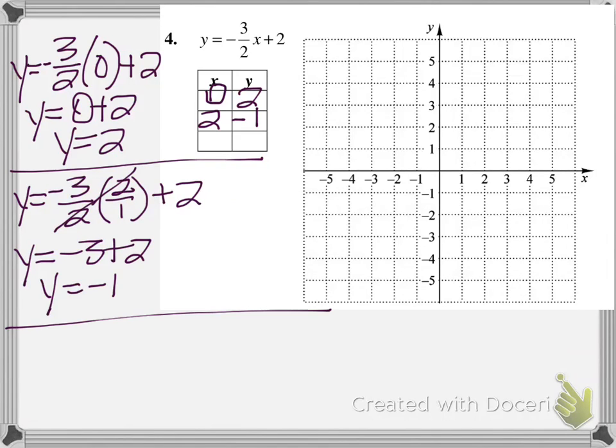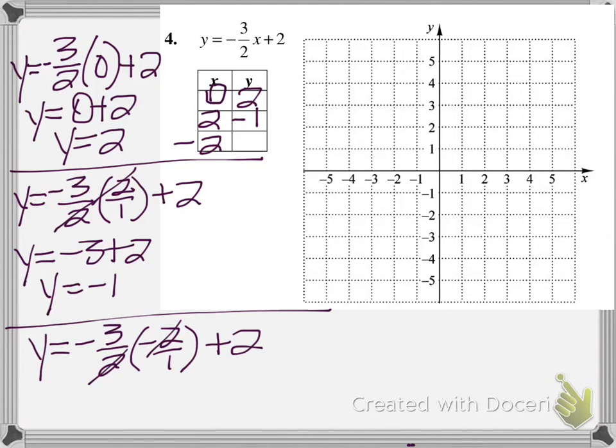And let's go ahead and pick a third point. Let's pick a negative. Let's do -2. So we have -3/2 times -2 plus 2. My 2's cancel. Negative times negative is a positive, so y equals 3 plus 2, which is 5.